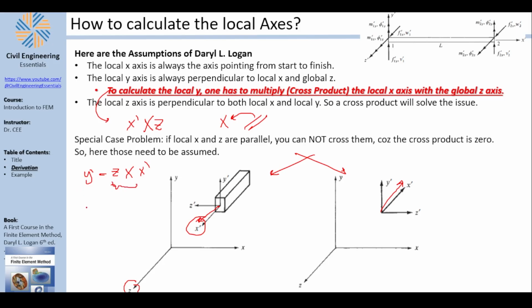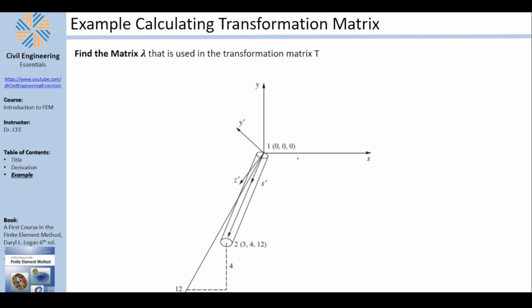So what he's doing is, he assumes local y to be 0i plus 1j plus 0k, and uses this to find the local z. You can see the local y is parallel to the global y in both special cases. Fine. Let's put this to the test.